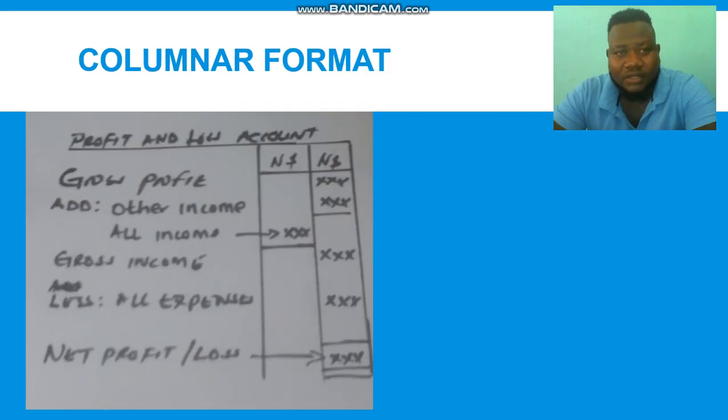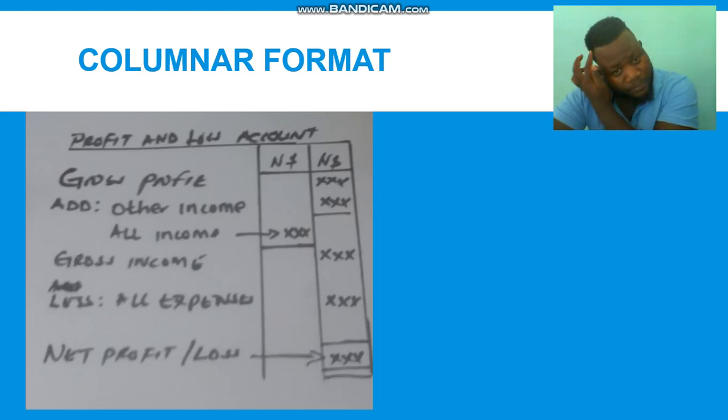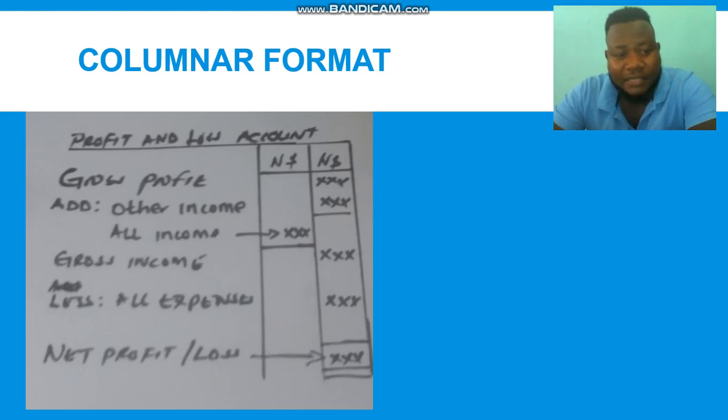So now that is the columnar format. We have our gross profit, and then we add all the incomes that we have, which is going to give us gross income. So that means gross profit plus income gives us gross income, and then from there we minus all the expenses. So that is less all expenses, which is going to give us now net profit or net loss. So as we said, if our income are more than our expenses, that becomes a net profit. But if our expenses are more than our income, that becomes a net loss.